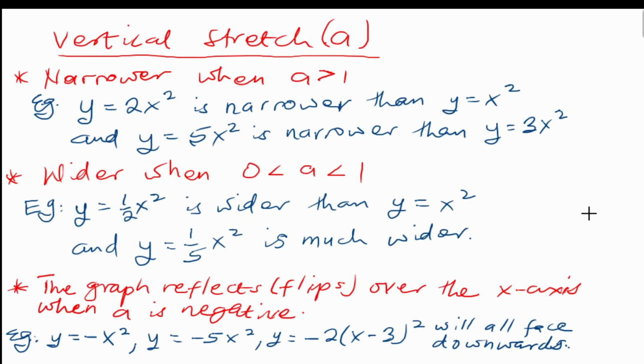Then I ended with the third point, which I feel is very important, and I will demonstrate that on the graph: the graph reflects or flips over the x-axis when a is negative. And I have examples here. So for example, the graph of negative x squared, negative 5x squared, and negative 2 parenthesis x minus 3 all squared will all face downwards, because all of these graphs will reflect over the x-axis. That means each of these graphs would have been facing upwards, but because of the negative sign, each of them will be facing downwards. So let's get back into Desmos and let's show all of that starting from this side.